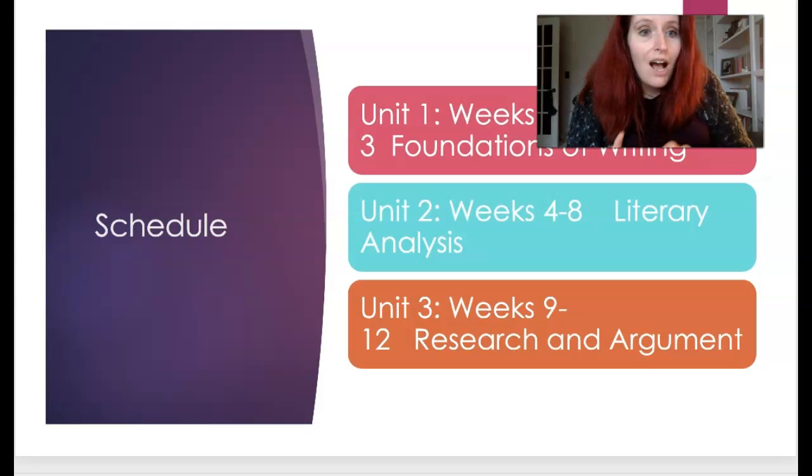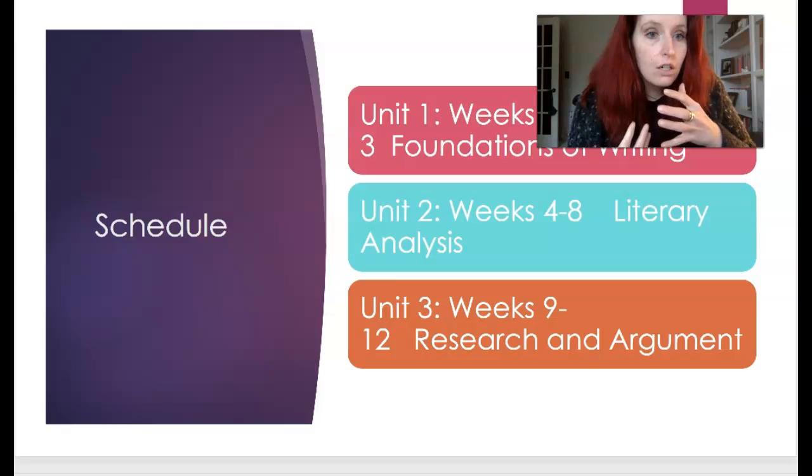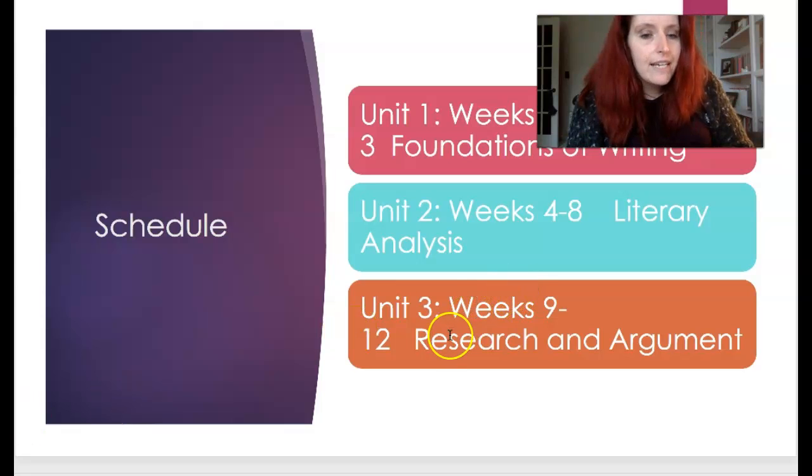Our schedule: I've broken down our course material into three major units. Our first unit is going to be the first three weeks of class, where we talk about the foundations of writing. Our second unit is going to be weeks 4 through 8, where we talk about our literary analysis and focus on the novel. And then our final unit is the research and argument unit, and that's really geared to help you move into English 112.